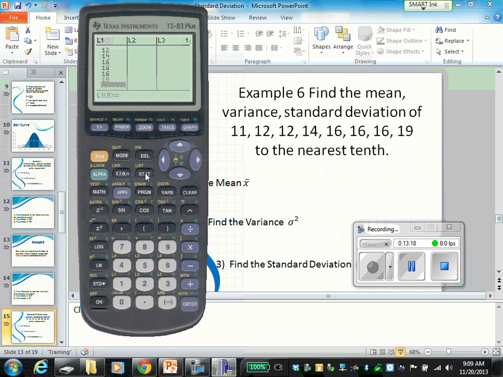Okay, let's go to stat. You're going to go back to stat. This time we're going to calculate. So we're going to arrow over. You see where it says edit? If you arrow to the right, it'll say calculate. From there we want to calculate one variable statistic. So we're just going to hit enter, and hit enter again, and it gives us a whole set of numbers.